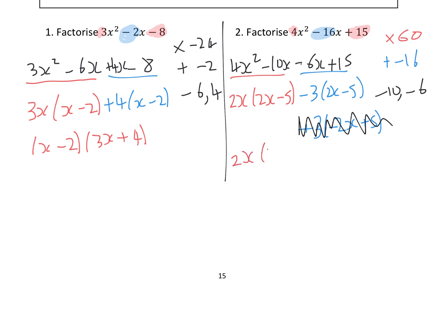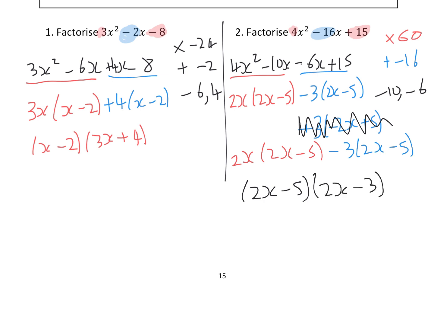we end up, I'll just rewrite that line just so it's a bit neater. The 2x minus 5 is a common factor, so it comes out as one bracket, and whatever's left is the other bracket, 2x minus 3.